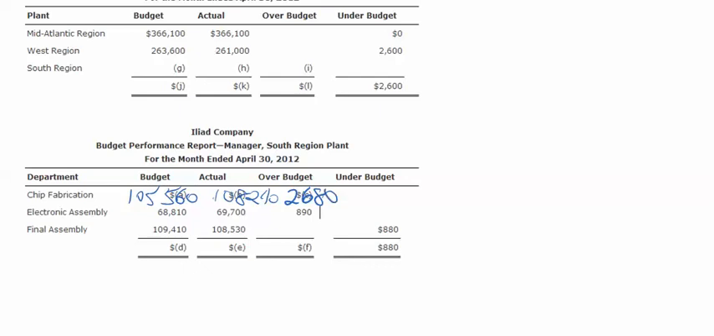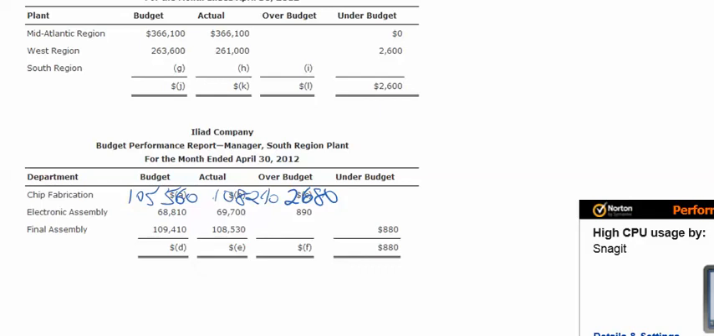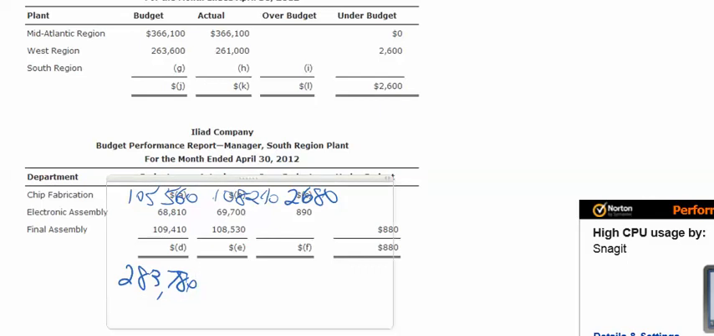Now we can determine D by adding these three items together, and that's the 105,560 plus 68,810 plus 109,410. That equals 283,780.